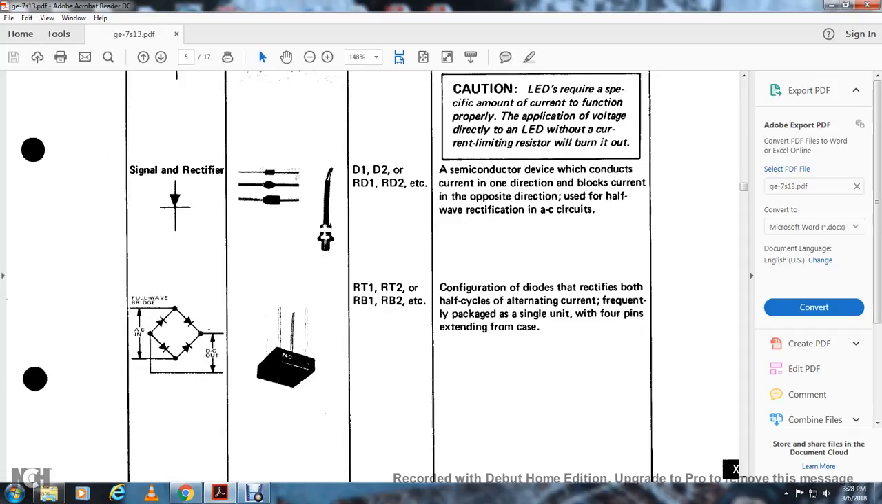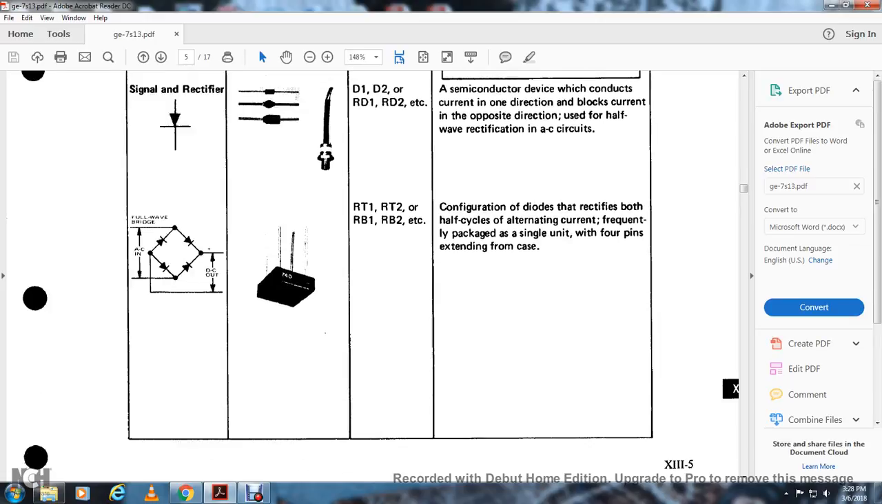Alright, then you have a full-wave bridge, AC in and DC out, with the parallel connections spaced out in between, and rectifiers in between on each leg of the bridge between AC and DC out. Your RT1, RT2, RB1, RB2 configuration. Diode rectifiers for both halves of the alternating current circuit are frequently packaged as a single unit with 4 pins extended from the case, the pictorial.